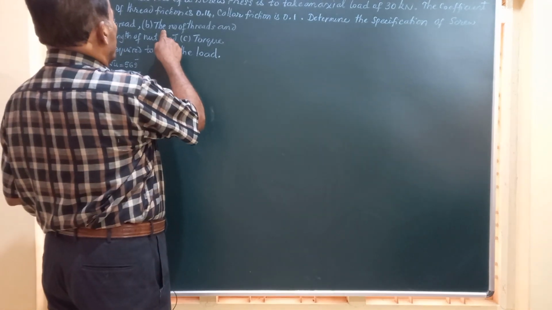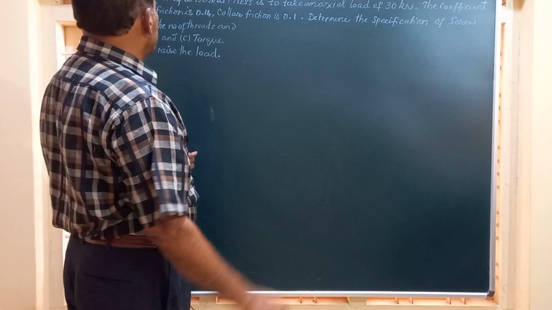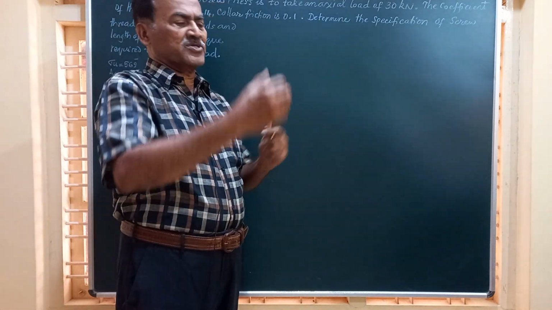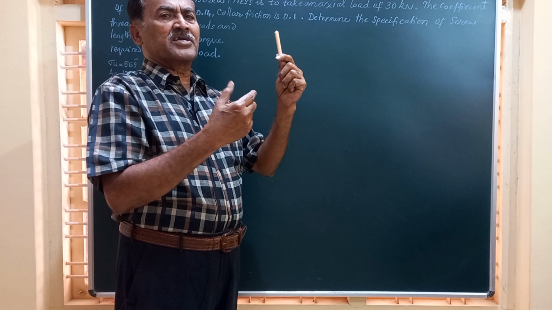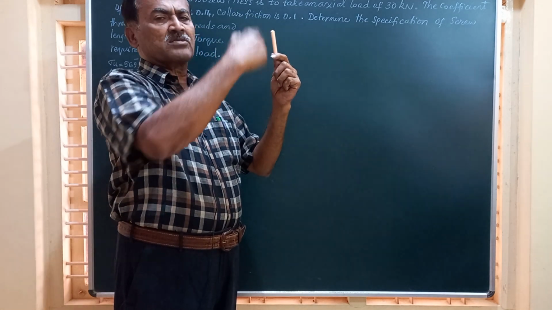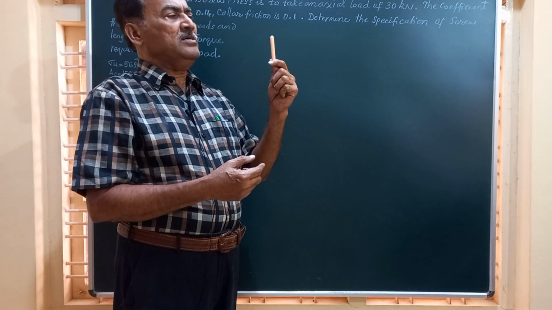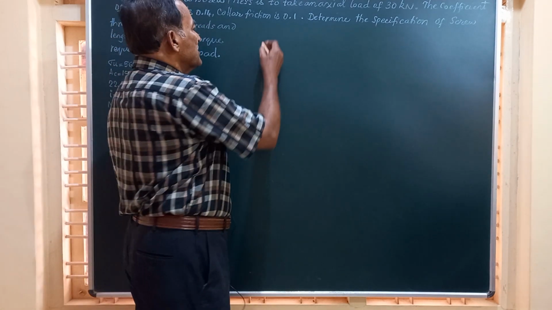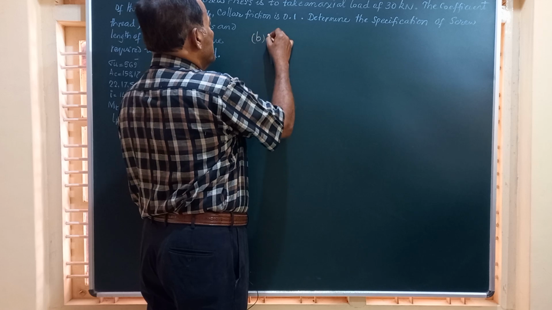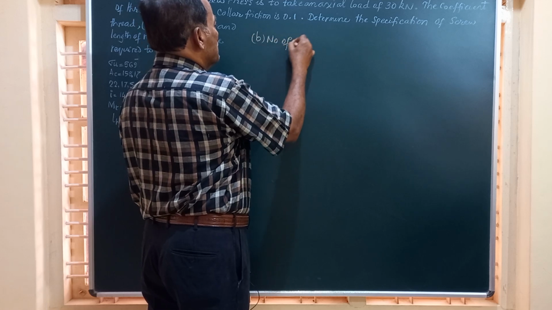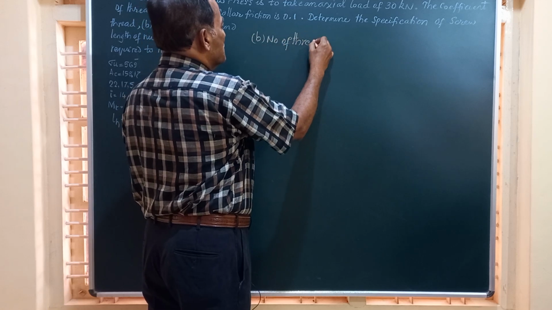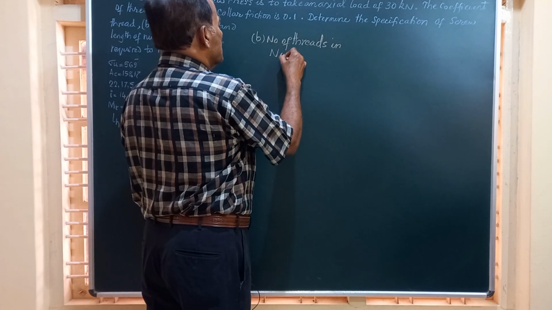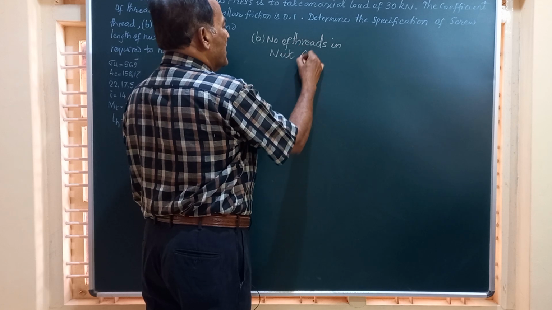Next is asking us to find out the number of threads and length of nut. So friends, corresponding to this screw rod, you have a nut through which this passes, and we will see what is the length and number of threads required. Friends, in part B, the number of threads required in the nut is given by i.